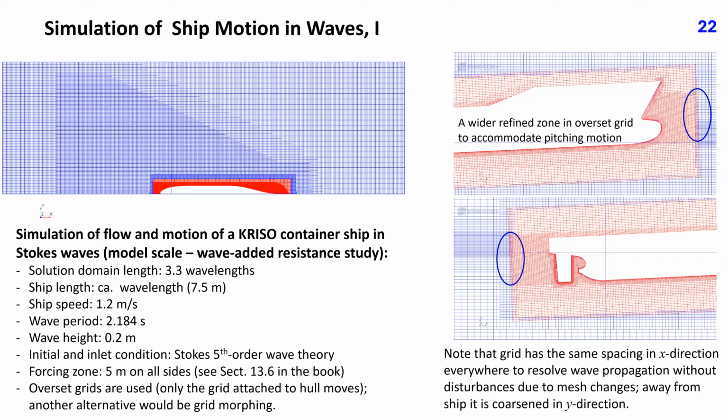Offset grids are used, and only the grid attached to the hull moves. A wider refined zone near bow and stern is generated to accommodate pitching motion, that is, to ensure that the free surface remains within the fine grid at all times. Note also that the grid has the same spacing in x direction everywhere to resolve the wave propagation as accurately as possible without disturbances due to mesh changes. Away from the ship, the grid is coarsened in y direction because waves are long-crested.